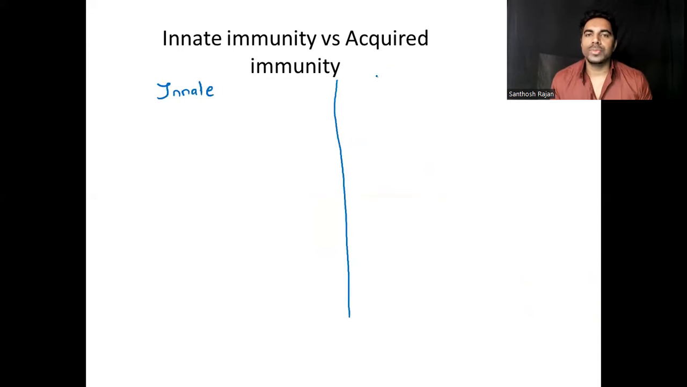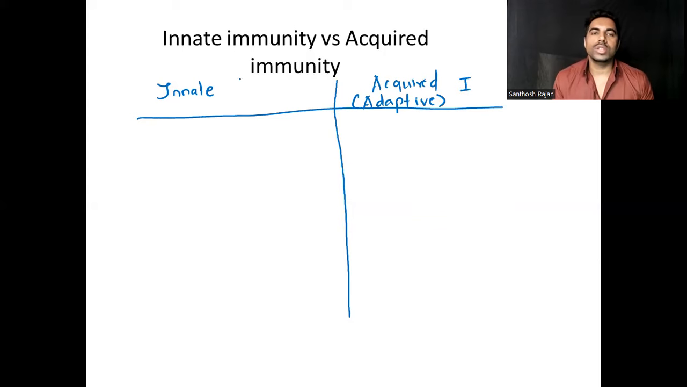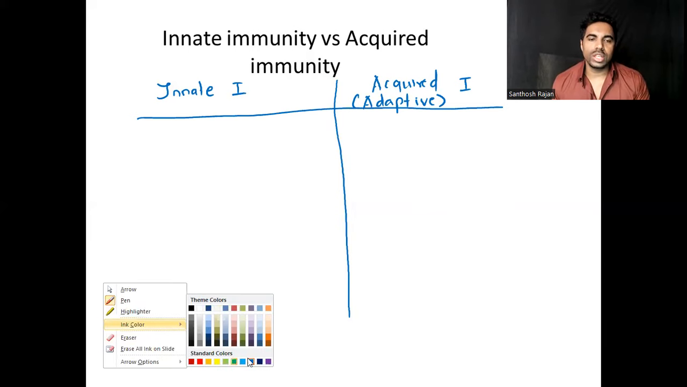Okay. Acquired is otherwise also called the adaptive immunity. That means immunity which is adapted during life. Adaptive immunity. Innate immunity and the adaptive immunity. Now, if you want to remember, sir, this is a little difficult, make it a little easy.